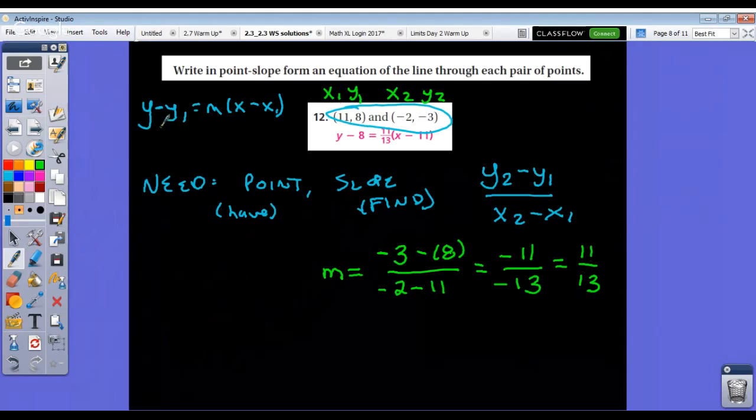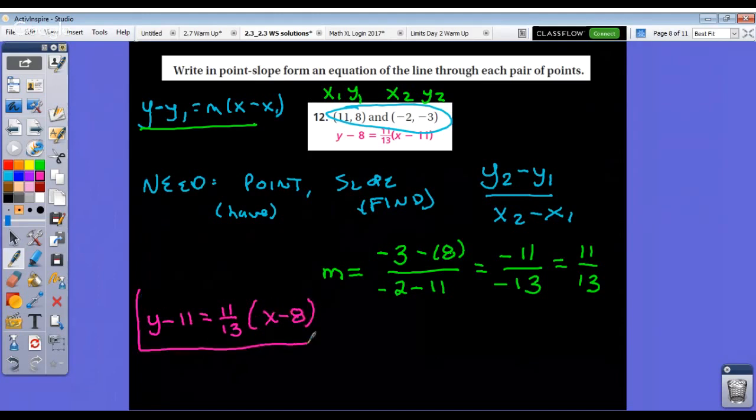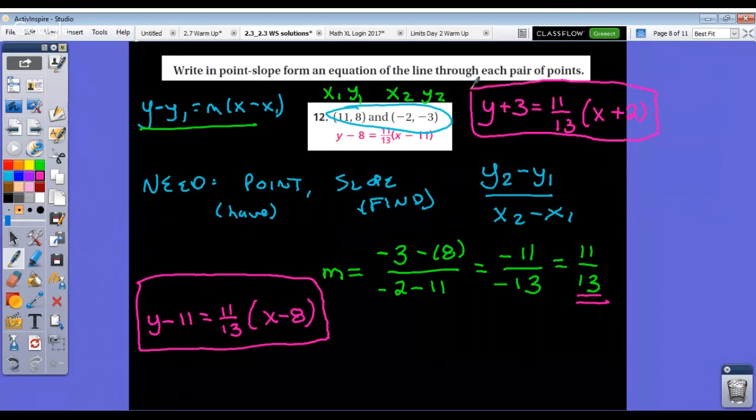So when we have a point, the final step is just to plug it into our formula. My final answer: y minus y1, which is 11, equals the slope, which we said was 11 over 13, times x minus x1, which is 8. If you label your points backwards, you could have found the same slope but used the other point. So if you said y minus negative 3, which turns into a positive 3, equals 11/13 times x minus negative 2, which again turns into a positive 2, you also would have been correct. Okay, I'll take either one of those answers.